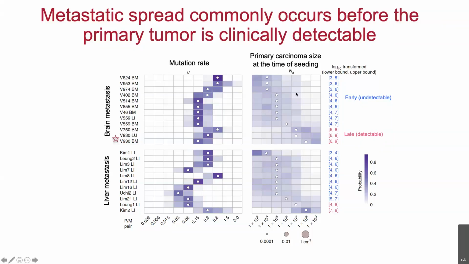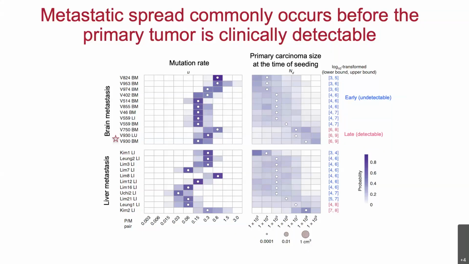Now, on the right-hand side, we are instead inferring the ND value, and this is the number of cells that were present in the primary tumor at the time of dissemination. We really focus here on the size of the tumor because we think that it's more clinically relevant when we consider the imaging modalities. You can envision that typically for colorectal cancer, we don't start to detect these tumors till they're on the order of about 1 centimeter cubed, and that's still relatively early.